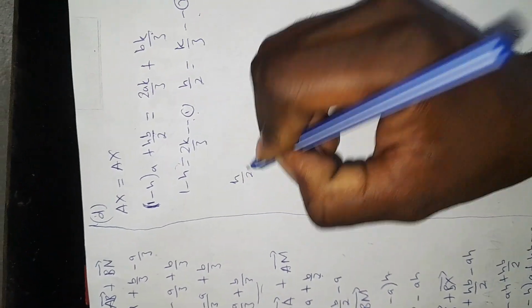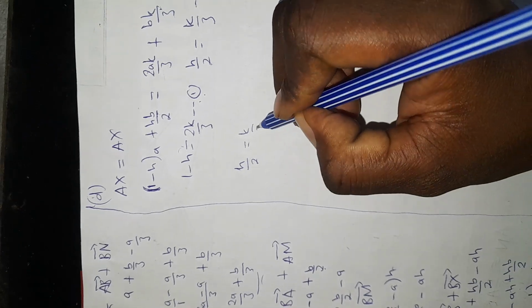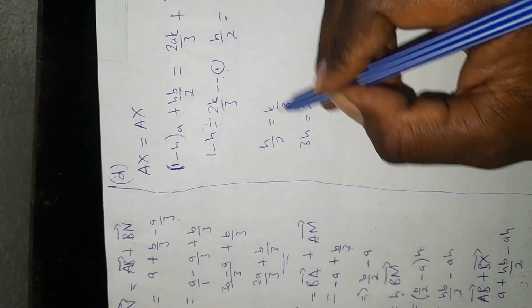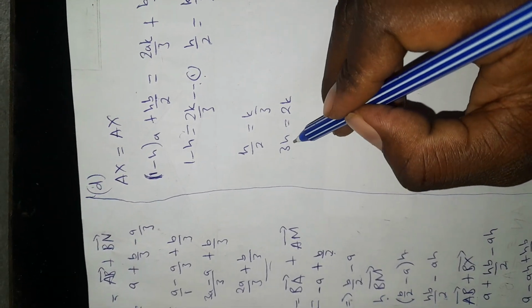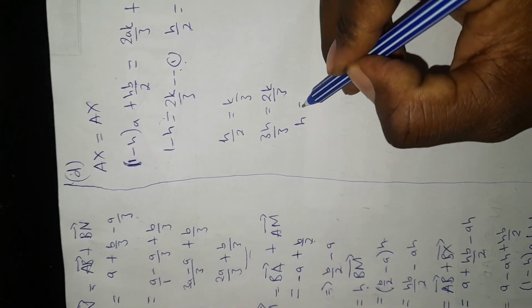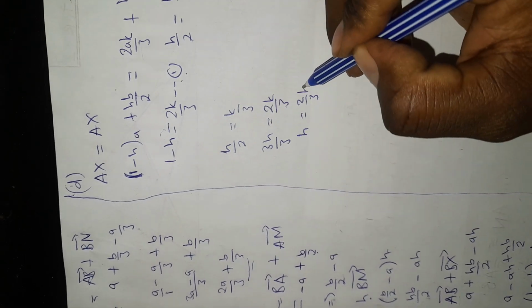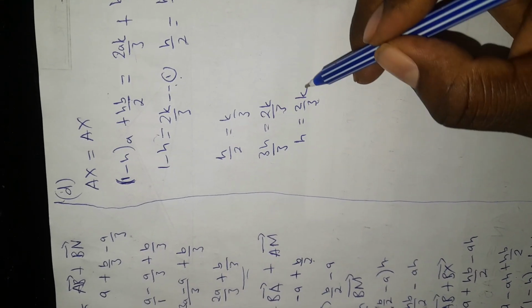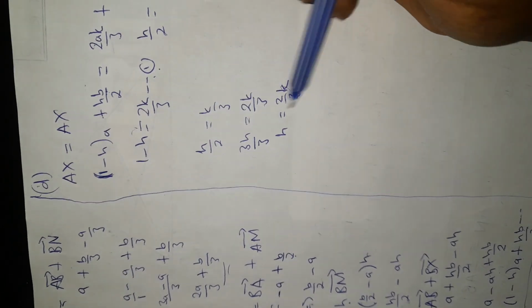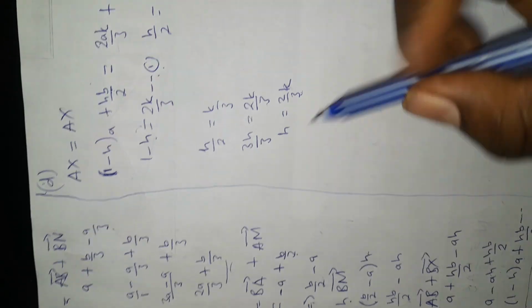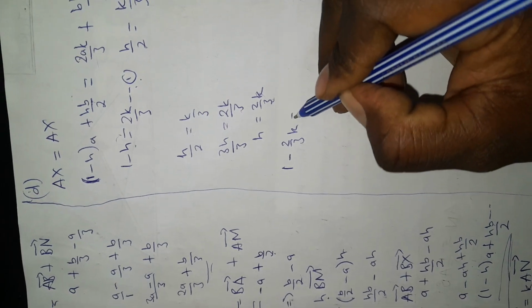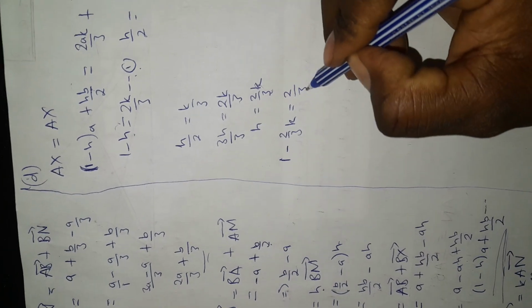So H over 2 is equal to K over 3, like this. Then I'll cross multiply. 3H is equal to 2K. I divide both sides by 3. So my H is now equal to 2 over 3 K, as you can see. Then I'll substitute this value of H I found into my equation. So it will now be 1 minus 2 over 3 K equals 2 over 3 K.